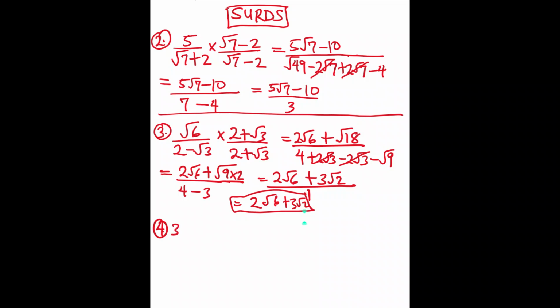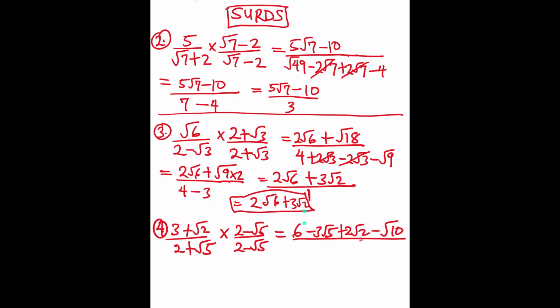So now number 4, we have 3 plus root 2 over 2 plus root 5, right? And then we'll multiply it with 2 minus root 5 over 2 minus root 5, right? So 3 times 2 is 6. 3 times minus root 5 is minus 3 root 5. Okay, and root 2 times 2 is 2 root 2. And root 2 times minus root 5 will give us minus root 10.